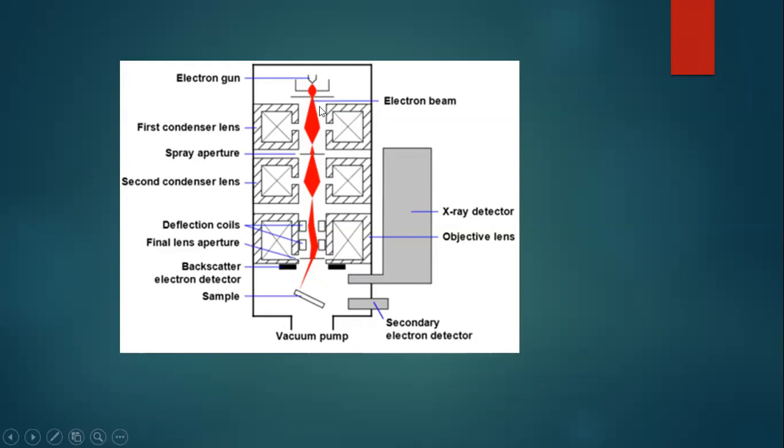And the position of the electron beam on the surface is controlled by scan coils. There are scan coils inside the scanning microscope, set above the objective lens. This allows the beam to be scanned over the surface of the sample. This is how the scanning electron microscope works.